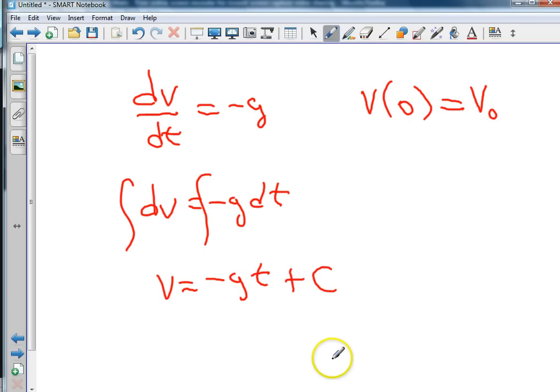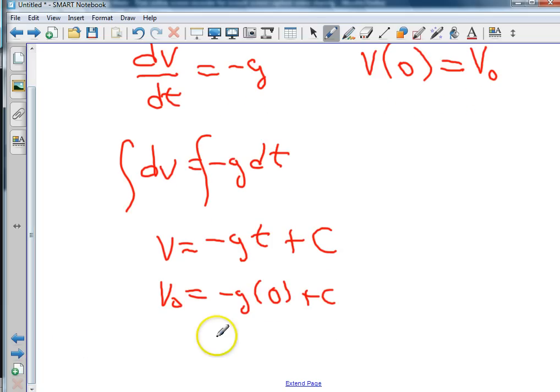But how do you get the constant? We have an initial condition. V is what? Some constant v0, whatever it is, the initial velocity. If it's positive, I'm throwing it up. If it's negative, I'm throwing it down, right? All right, so that's v0. And what's t? 0. So what's c? v0, whatever it is. It's some number, 50 feet per second. I don't know, whatever it is.